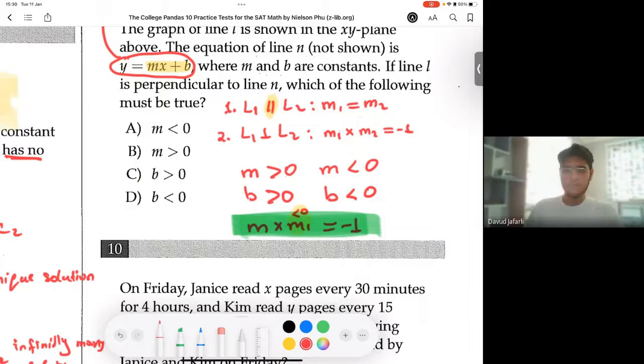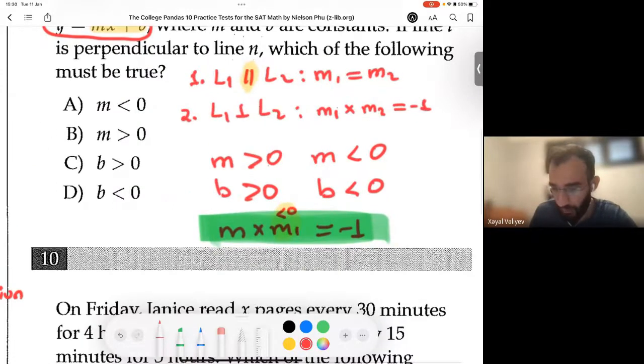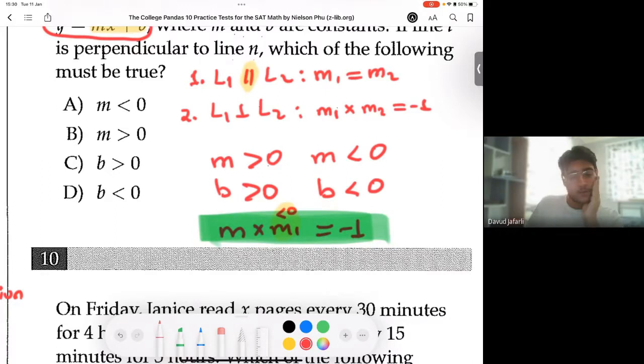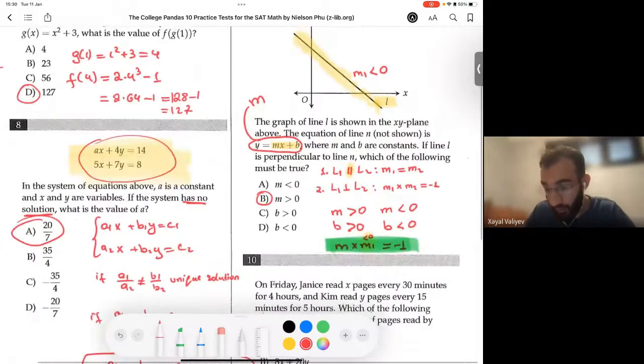If m is also less than 0, a negative number times a negative number would be a positive number. So the product would be positive, which doesn't work. So m must be positive. That's the answer. But you can also ask me why not consider cases C and D.